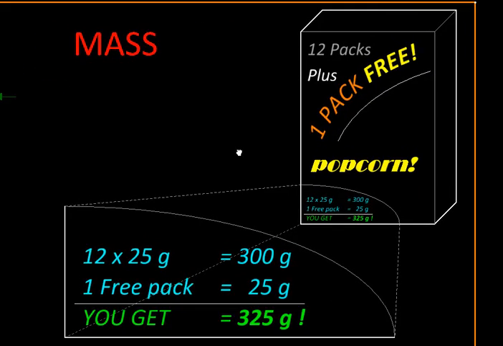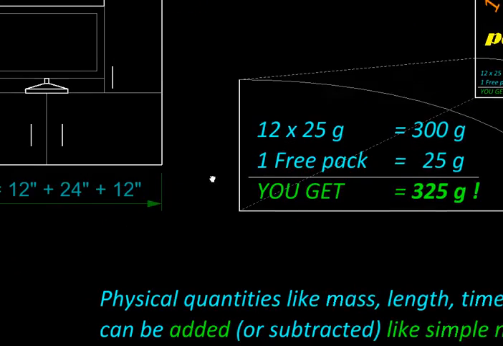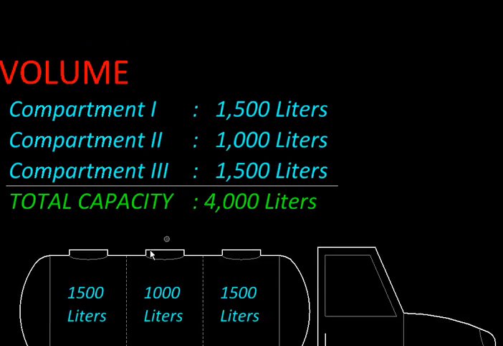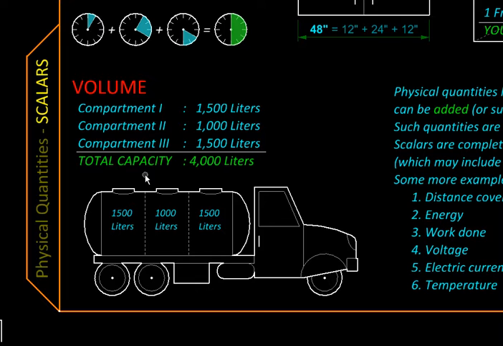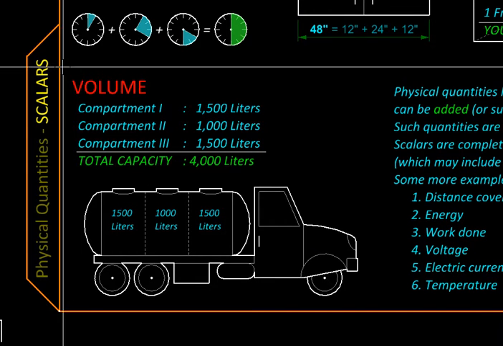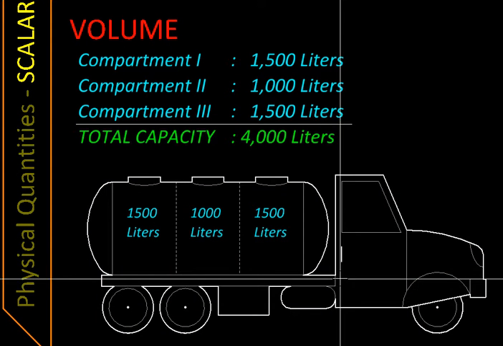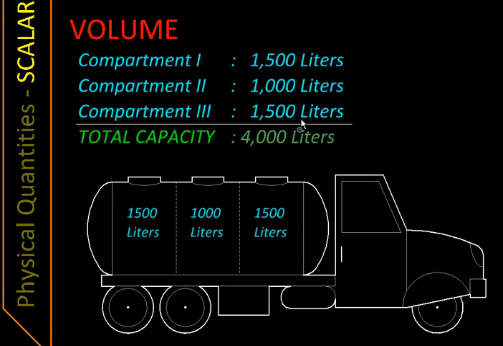Mass behaves the same way. So here we have a 12 pack of, say, popcorns or something, and each is, say, 25 grams. Then totally it will make 300 grams. And if they throw in one extra, well, you just add those 25 grams to get the total mass of 325 grams. Volume behaves the same way again. So here we have a small tanker, and it has three compartments as shown here. 1500 liters, 1000 liters, and 1500 liters again. We simply add them to get the total volume.